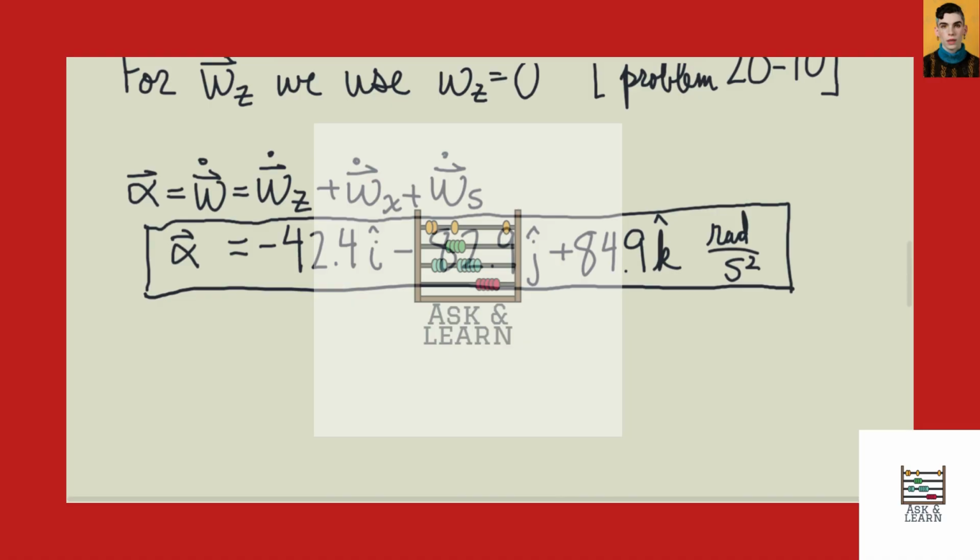All we have to do now is add them together, the result of which is vector alpha equals negative 42.4 unit vector i minus 82.9 unit vector j plus 84.9 unit vector k. Those components have units of radians per second per second. And that concludes our problem.